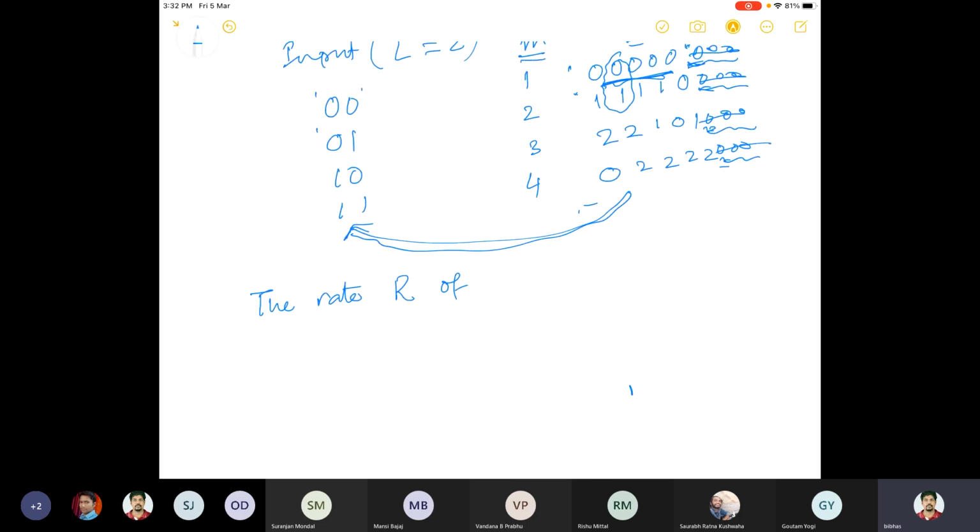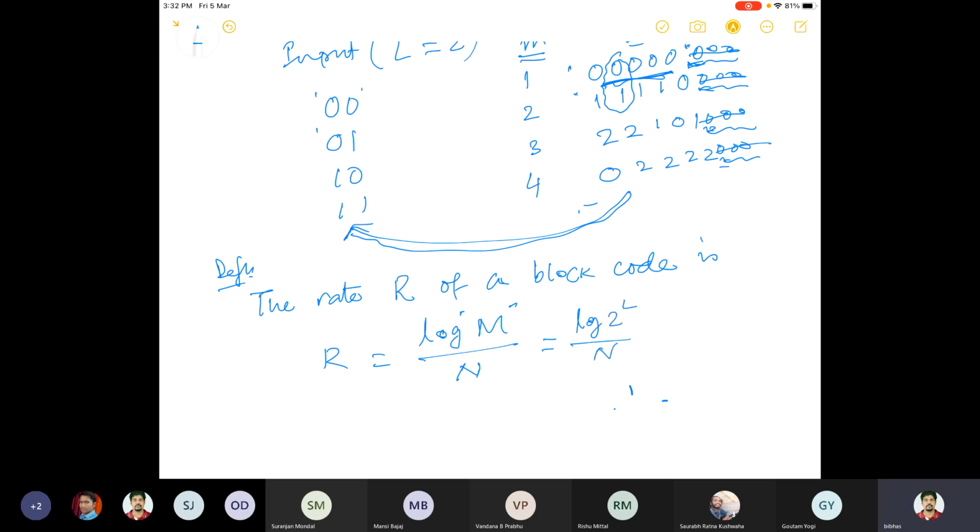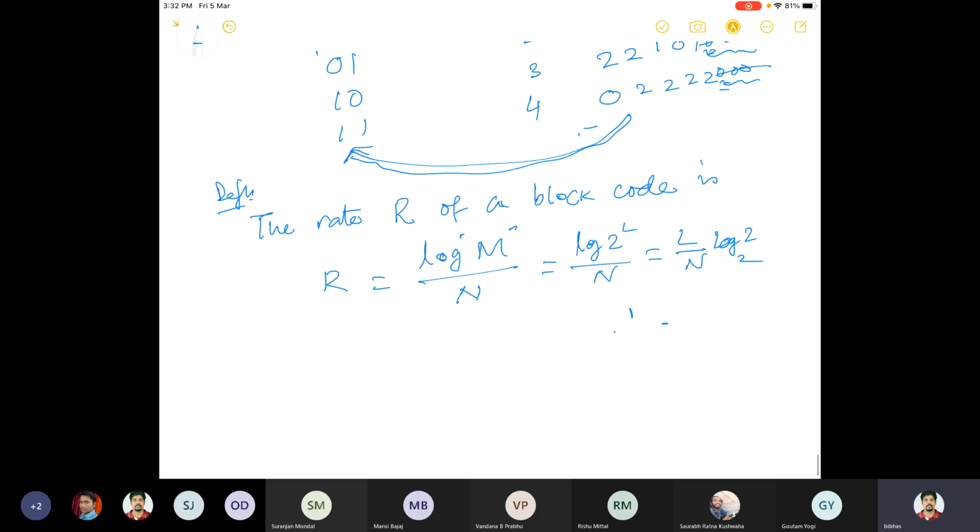That's what is called block encoding, or block coding. So the rate of a block code is defined as log of M divided by N. This M is 2 to the power L, so this is log of 2 to the power L, divided by N, which is L by N log 2, with base 2. This many bits.